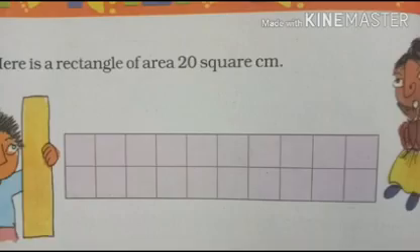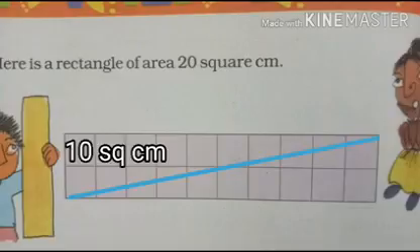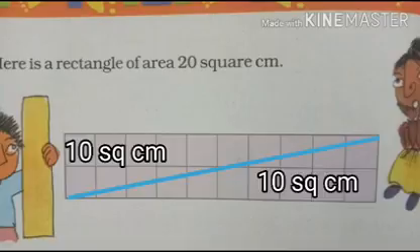You can see a rectangle, and the area of this rectangle is 20 square centimeter. This rectangle can be divided into 2 equal triangles by drawing one straight line, and the area of each of these triangles will be half of 20, that is 10 square centimeter.